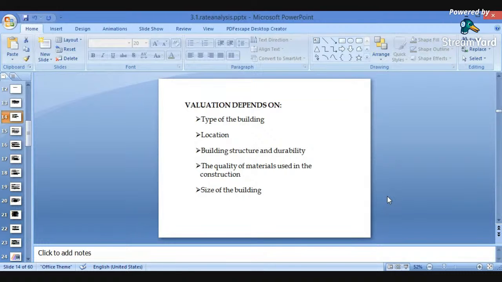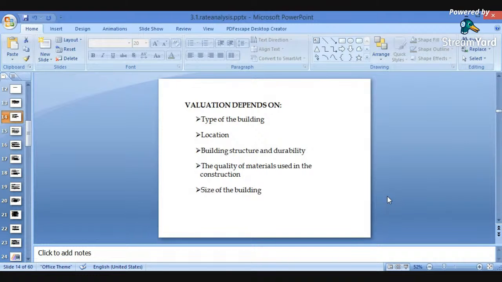Again, building structure and durability: what is the life of the building? Whether it is an old construction with massive walls, whether it is made of wooden structure or RCC structure, or whether it is a load bearing structure.